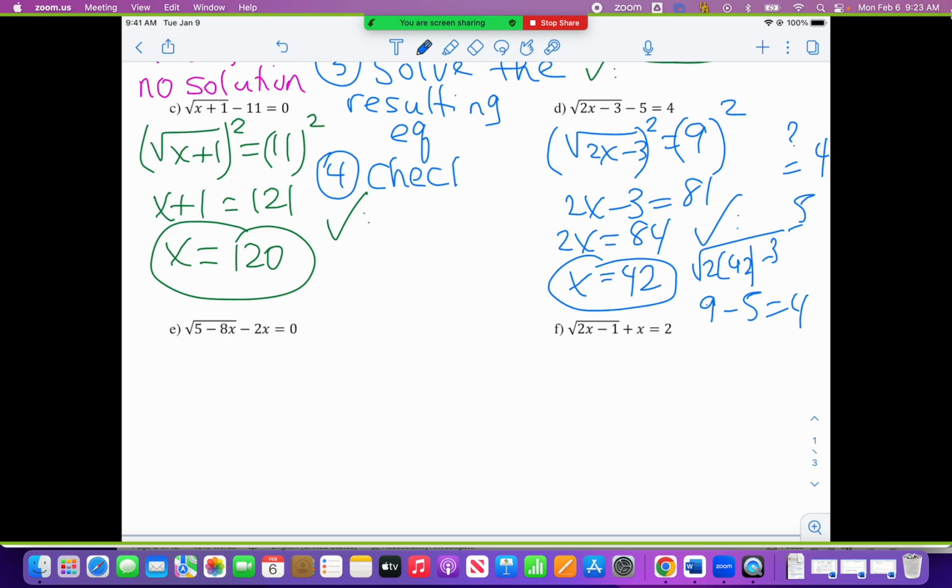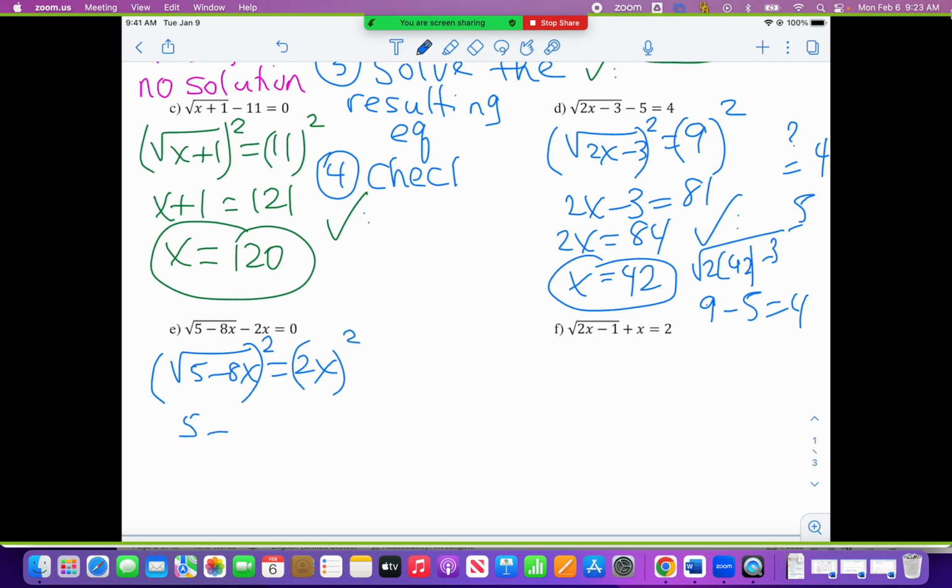All right, so now E, we're going to take it up a notch, but we're still going through the same process. So Mia, what is step 1 in solving square root equations? Isolate the square root. So I'm going to add 2x to both sides. Then Matthew, what is step 2? Square both sides.